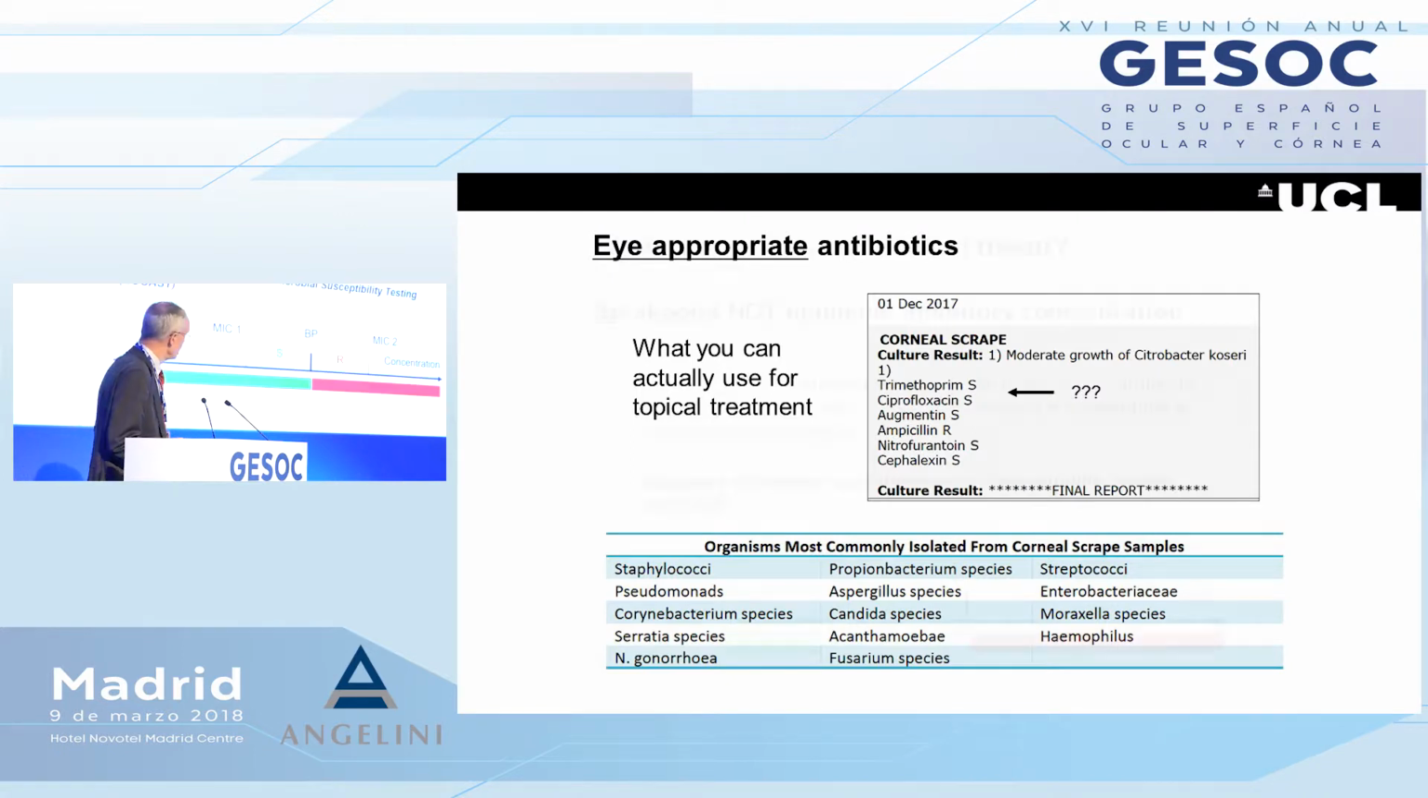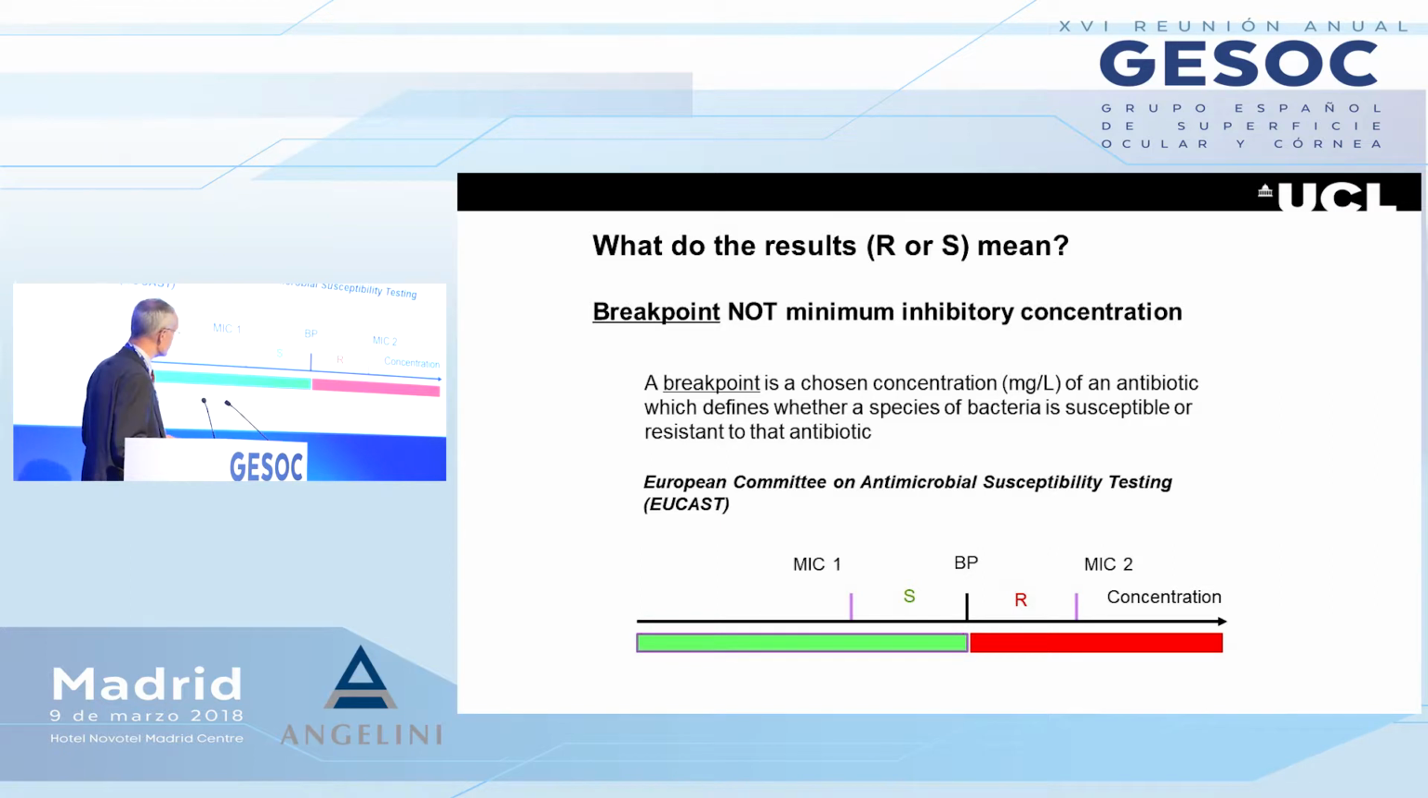So what are they? Those, firstly, are not the minimum inhibitory concentrations. This is a concept in bacteriology of breakpoint. So breakpoint is a chosen concentration of an antibiotic which defines whether the bacteria is susceptible or resistant. These figures, which are put into that instrument, are derived from EUCAST, which is a committee which determines whether a bacterium is likely to be killed or not killed. So, for example, here, this is the breakpoint. And if the achievable antibiotic concentration in the tissue is here, then it's defined as sensitive. If you have to have more than the breakpoint, then it's defined as resistant. So the S and the R refer to breakpoint and not to the MIC.